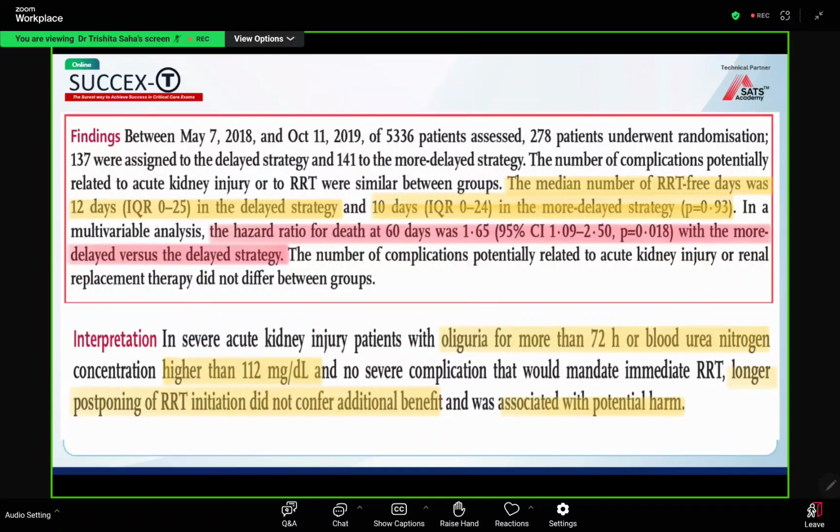So the interpretation was, in severe acute kidney injury with oliguria more than 72 hours or a BUN higher than 112 milligram per dL, and no severe complication that would mandate immediate RRT, longer postponing of RRT did not confer any additional benefit and was associated with potential harm.